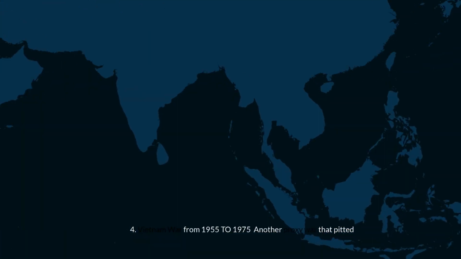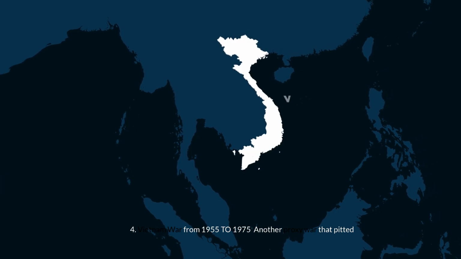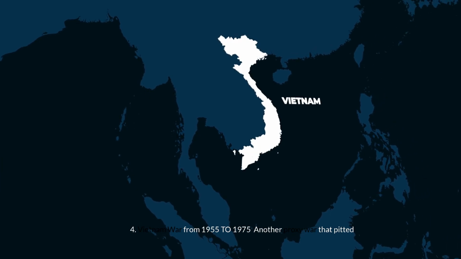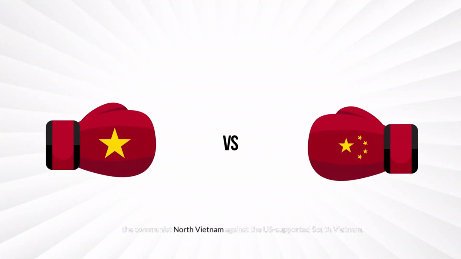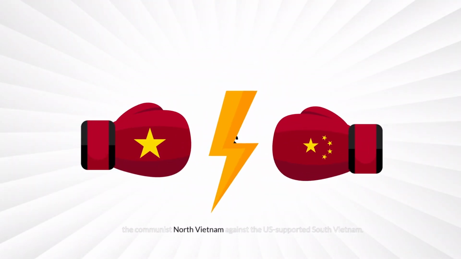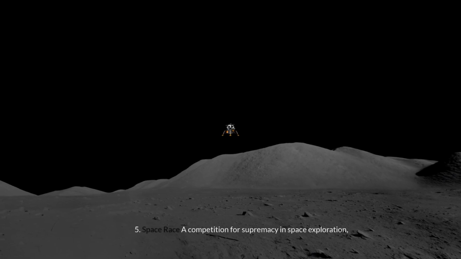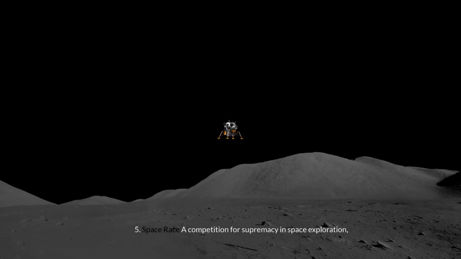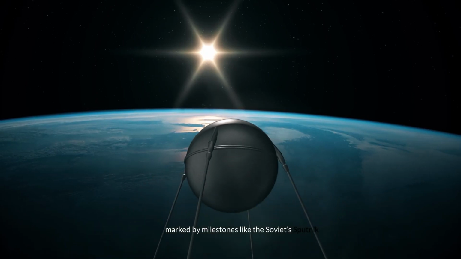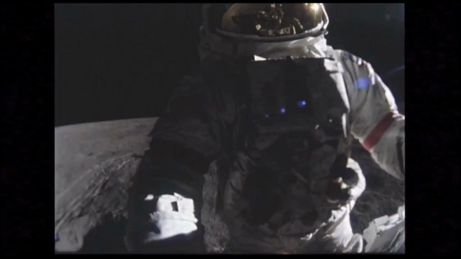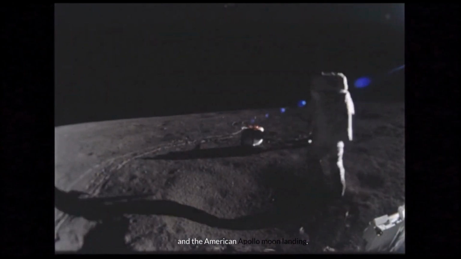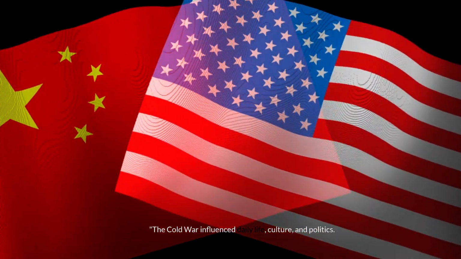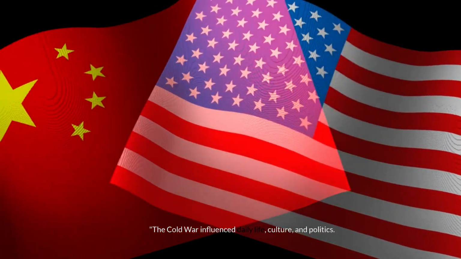4. Vietnam War, from 1955 to 1975, another proxy war that pitted communist North Vietnam against US-supported South Vietnam. 5. Space Race, a competition for supremacy in space exploration, marked by milestones like the Soviet Sputnik and the American Apollo moon landing. The Cold War influenced daily life, culture, and politics.